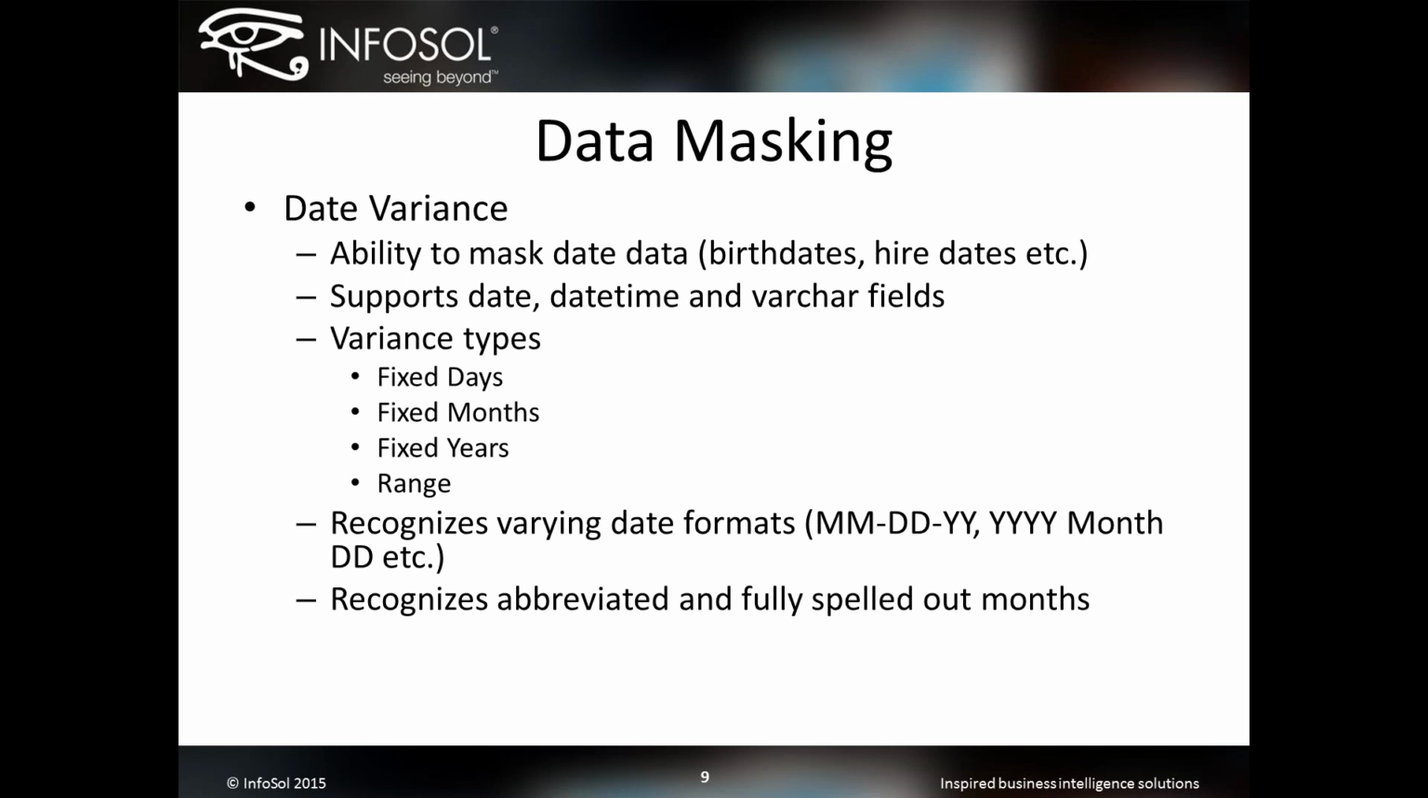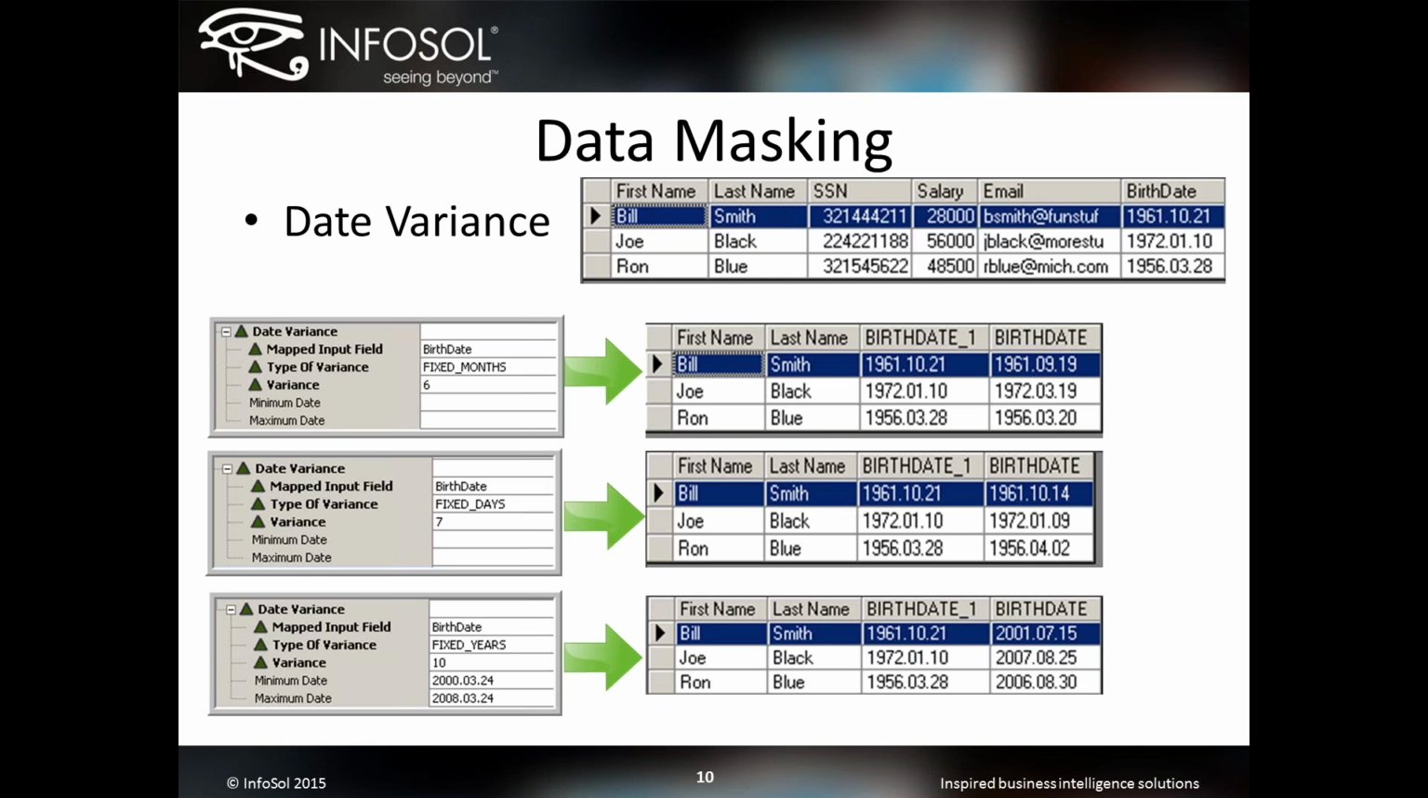So this recognizes varying date formats. So you can have the month, DD, YY, and the 4-digit century and year, year, month, day, and there's quite a wide variety of dates that this will recognize. And it also recognizes the abbreviated and fully spelled out months. Okay, so if we take a look at this, I have up here in the incoming, the birth date. Okay, so this is in the century and year format with the dots.